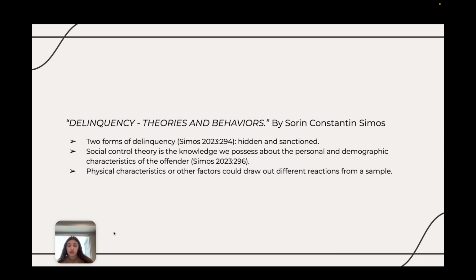Also, social control theory is the knowledge we possess about the personal and demographic characteristics of the offender. Siegel also stated this. So assumptions can be made about individuals that lead to the perception that an act is more or less deviant. And as well as that, physical characteristics or other factors could draw out different reactions from a sample.